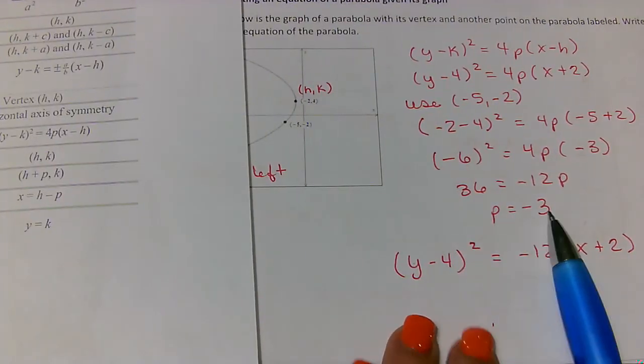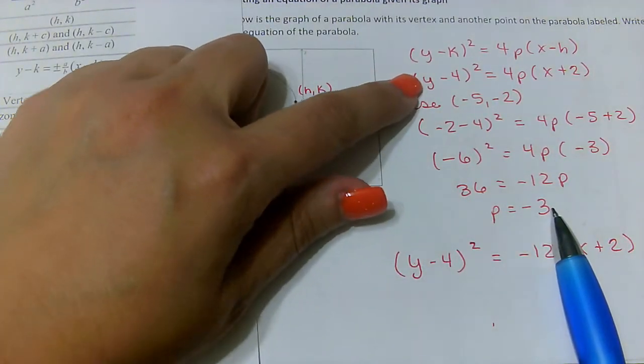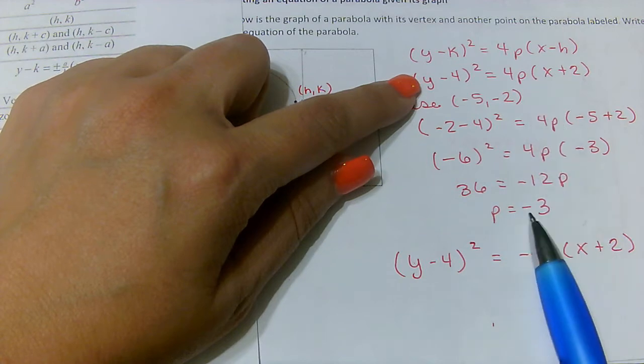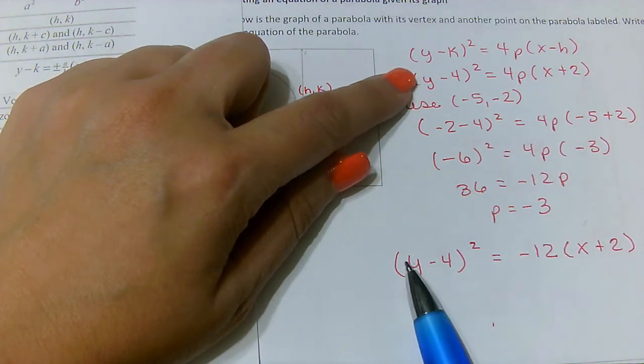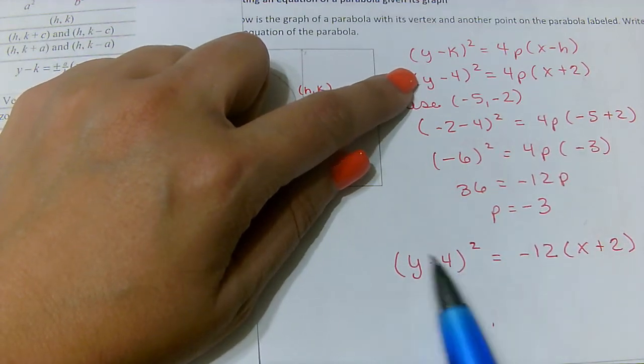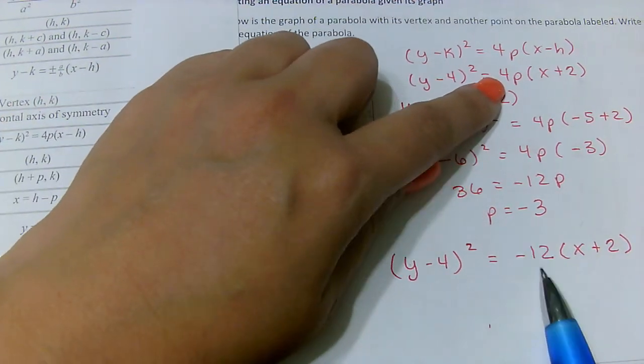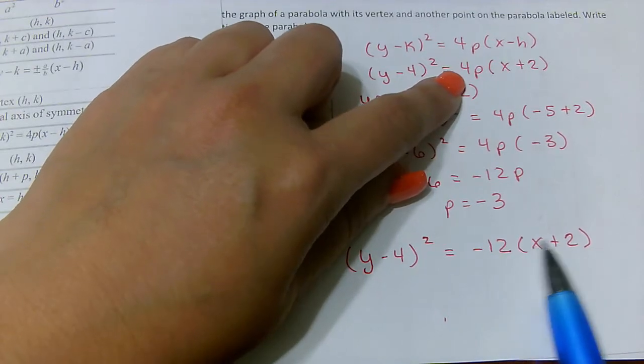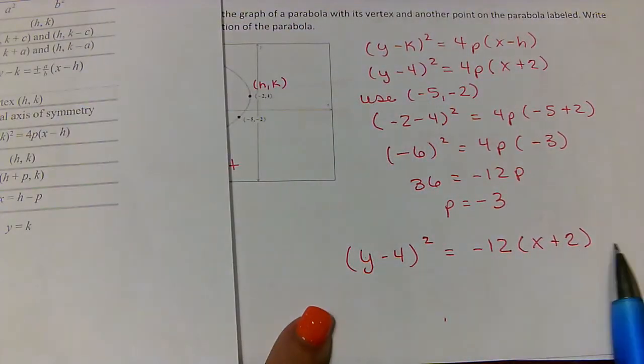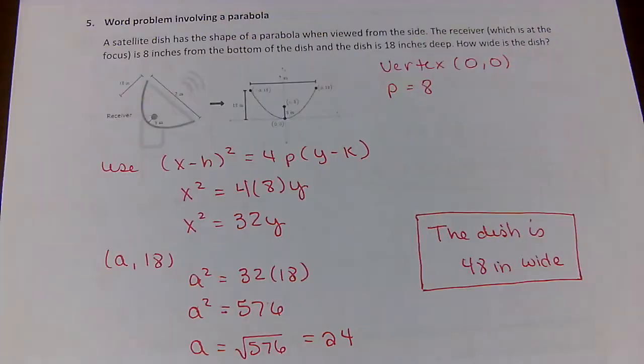Once you have your p, use the second equation and just substitute the p that we solved for. So (y minus 4) squared is equal to negative 3 times 4, which is negative 12, and then (x plus 2). This is all you need to solve this problem.